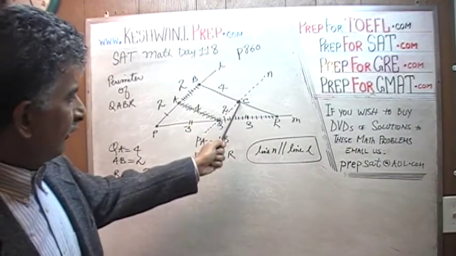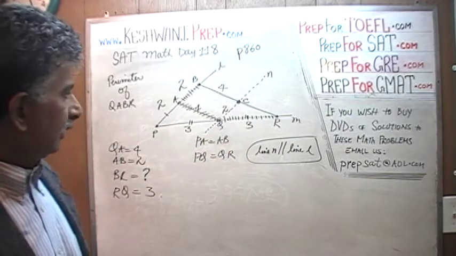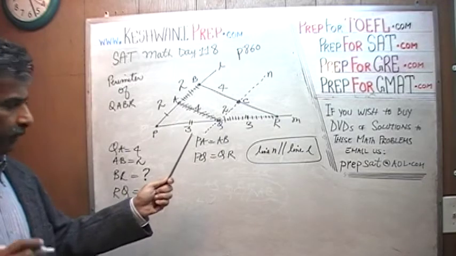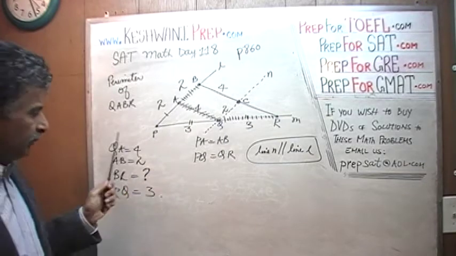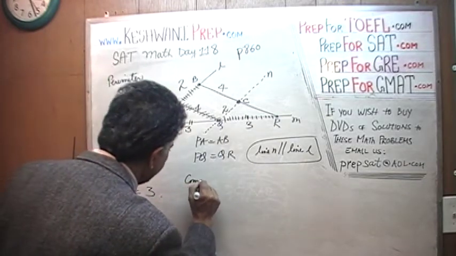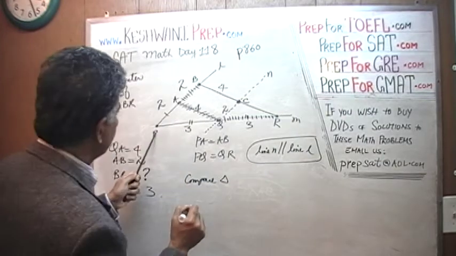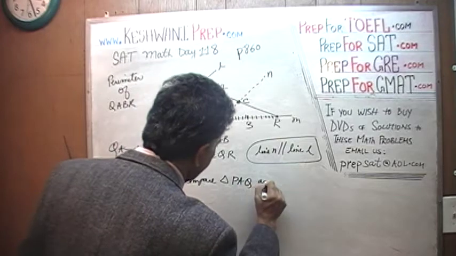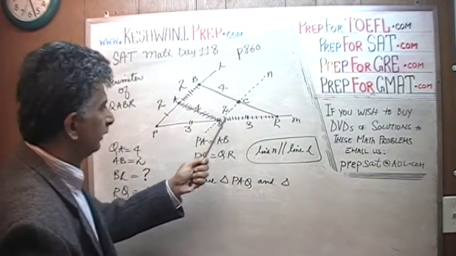We still have to figure out C to R, and for that we have to understand this part. I'm going to pay attention, okay? We're going to compare two triangles. Compare triangle PAQ and triangle QCR.